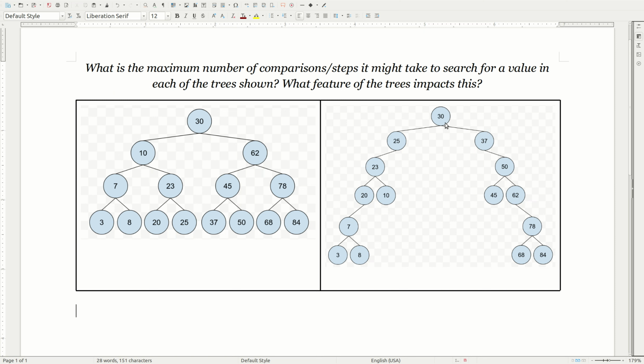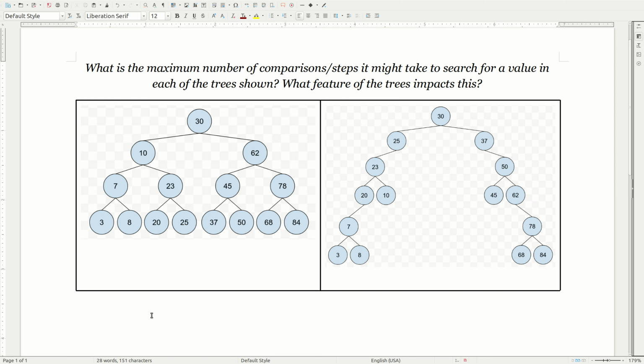On the other side, with all the same numbers, just arranged a little differently, but still following the binary search tree rule, we might end up having to compare with 1, 2, 3, 4, 5, 6 values to get to the leaf nodes that are furthest down here. So that answers our first part of the question. It's worse in this tree. We have to do more comparisons in this tree on the right than we have to do on this tree on the left. And let's think about what causes that, what features of the tree impact this.